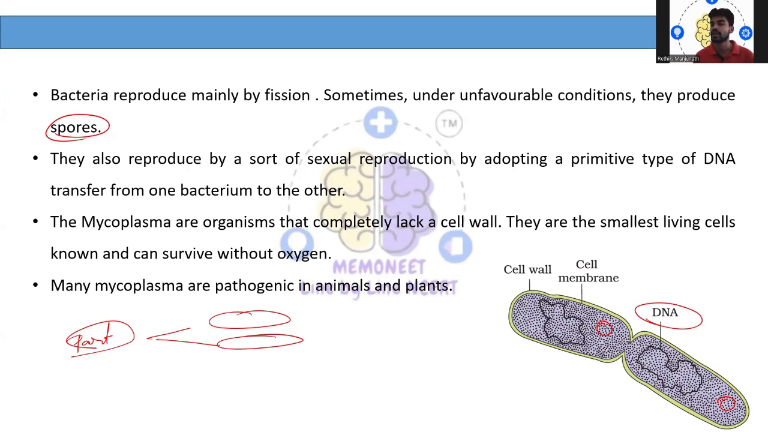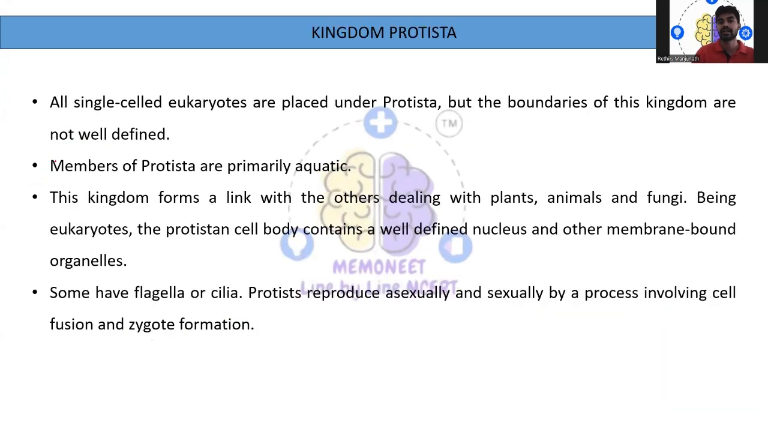So what do they normally lack? Cell walls. They are the smallest living cells known to survive even without oxygen. Many mycoplasmas are pathogenic in animals as well as plants, that is, they normally cause diseases in animals as well as plants. This point about bacterial reproduction is also very important. They normally adopt a primitive type of DNA transfer from one bacterium to another.